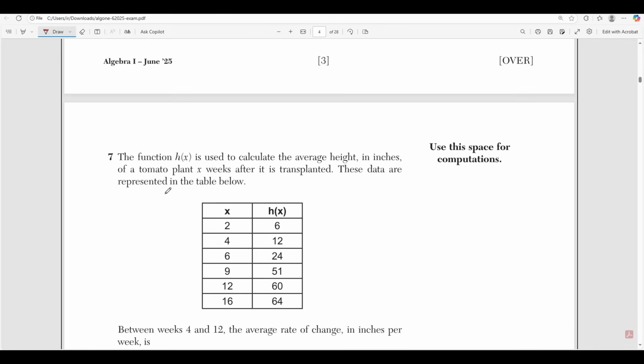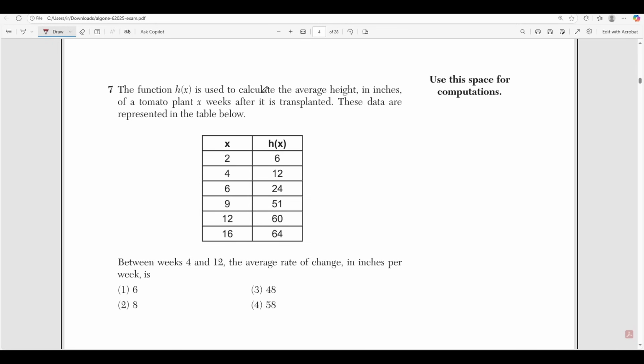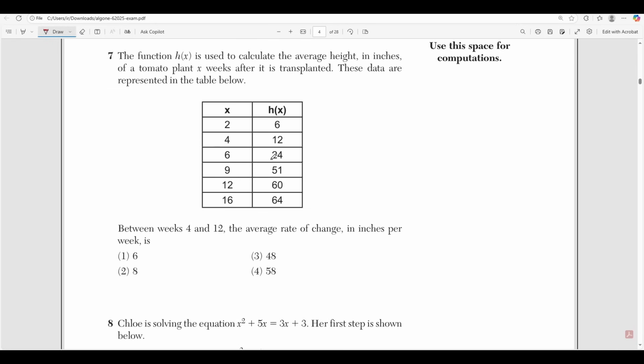All right. Number 7 says the function h of x is used to calculate an average height in inches of a tomato plant. And they represent it in the table below, right? So between 4 and 12, the average rate of change is what? So the average rate of change is just the slope between 2 points, okay? So this is the x and this is the y. How do I know this is the y?